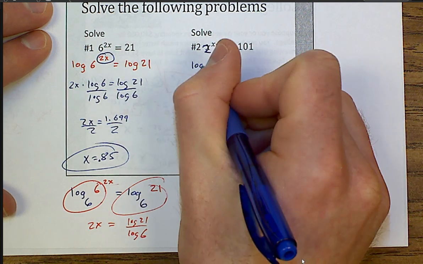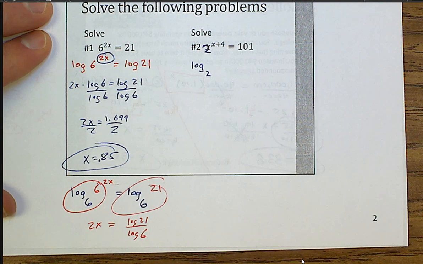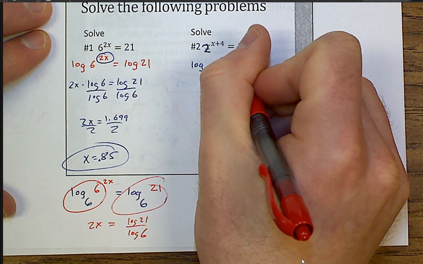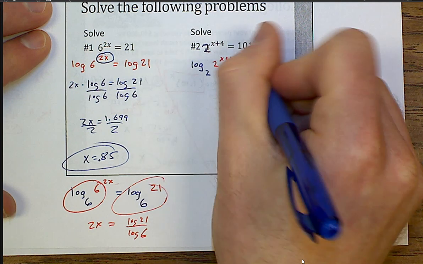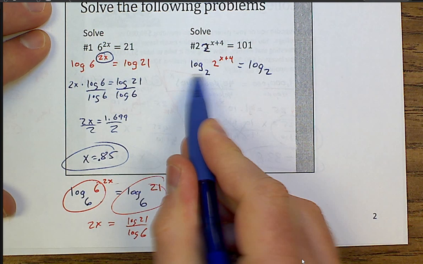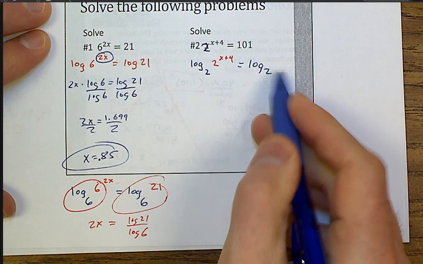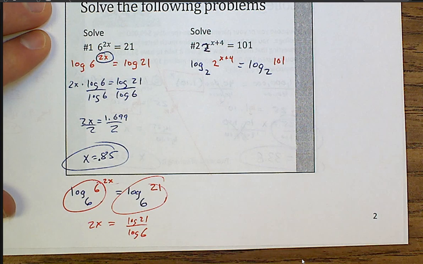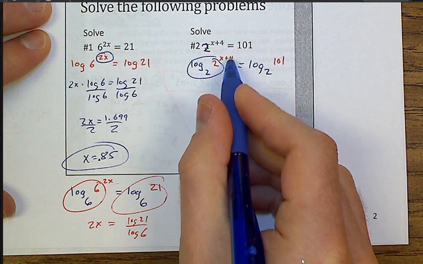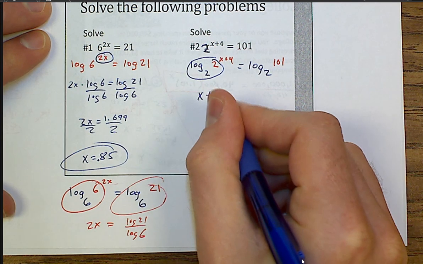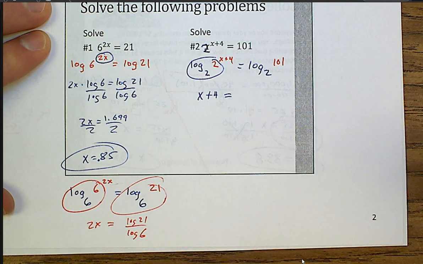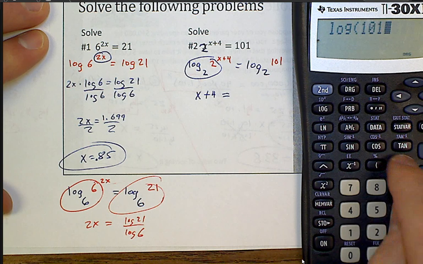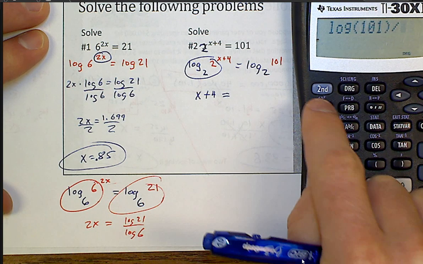So I'm going to log base 2, and I'll do it in different colors, 2 to the x plus 4 equals, and I'm going to log base 2. Again, whatever you do to one side, if I log base 2 the left side, I've got to log base 2 the right side, the 101. So what does this become? That becomes a 1. That can come out in front, so I'm just left with x plus 4 equals, and then I have to do this in my calculator, so log of 101 divided by log of 2.